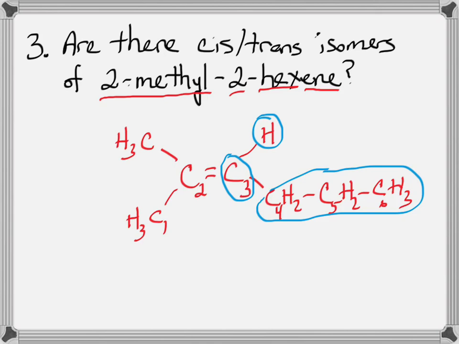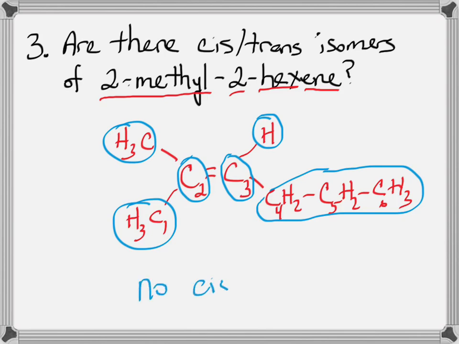And so we move on to carbon 2, and attached to carbon 2, we have a methyl group and a methyl group. They're the same. Carbon 2 has a methyl group and another methyl group. Those two methyl groups are the same. And so because one of the carbons of the double bond has the same groups attached to it, in this case, there are no cis-trans isomers.